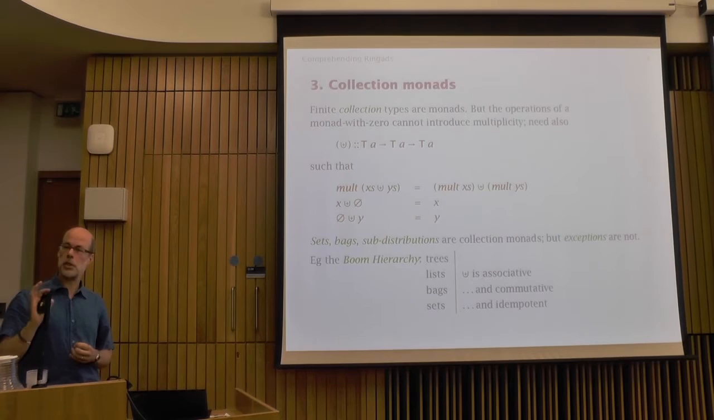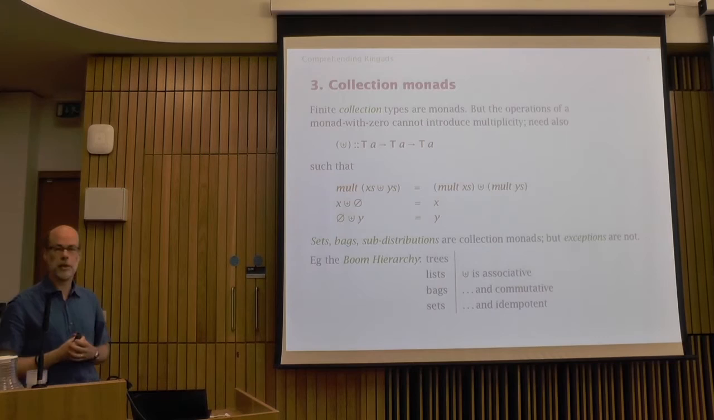But then if you insist that the choice is associative, you get lists. If you insist that it's also commutative, you get bags. If you insist that it's also idempotent, you get sets. So these types form a hierarchy with the rules. It's quite cute, but Boom in Dutch means tree. So it's a tree.